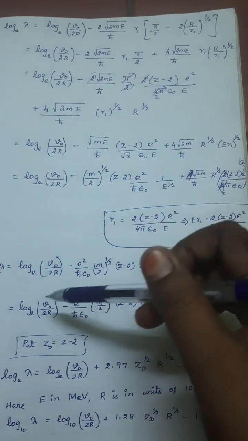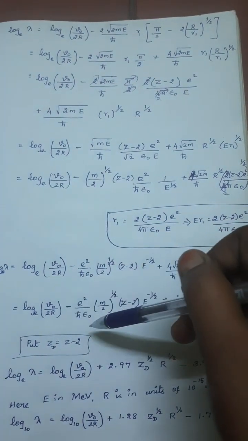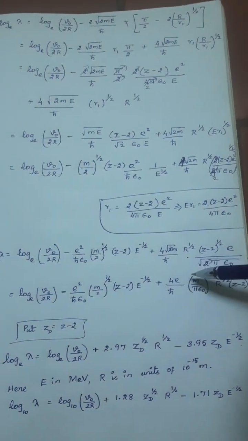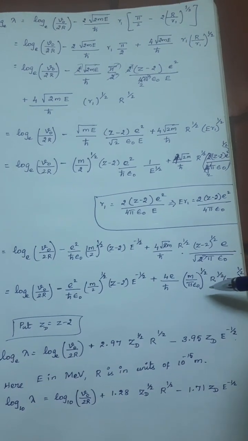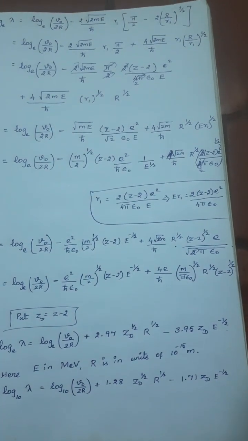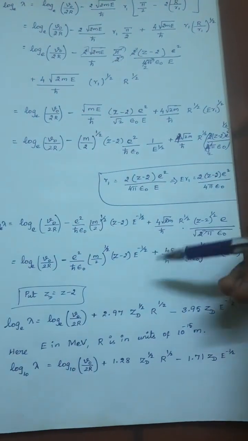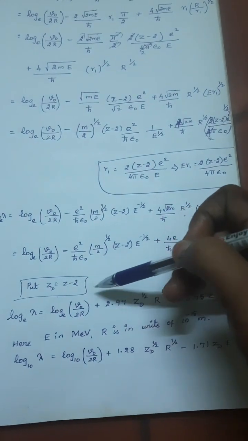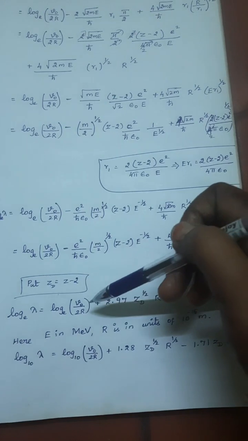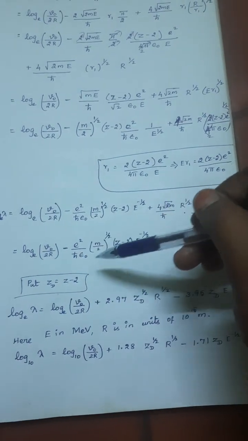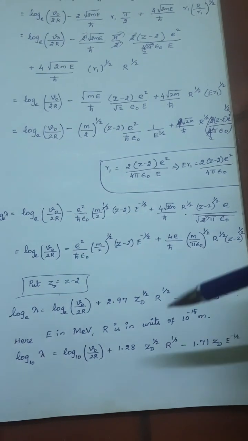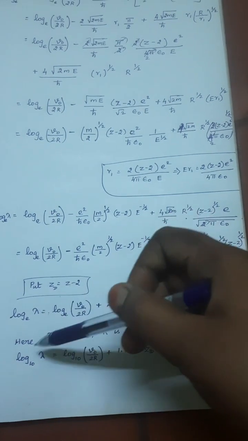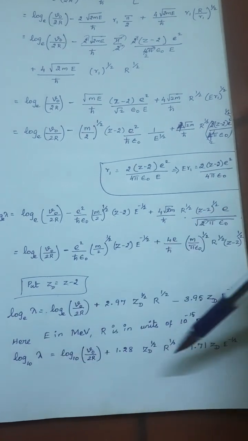So it is the final form: log of V naught divided by 2R, minus E square divided by H cross epsilon naught, M by 2 the whole power half, Z minus 2 into E power minus half, plus 4E divided by H cross into M by pi by epsilon the whole power half, R power half, Z minus 2 the whole power half. Now we have considered Z minus 2 is simply represented as the daughter nuclei. So Z of D is equal to Z minus 2, and then the remaining terms are constant terms. So substitute the values of E, M and so on. Finally we get this equation, and for the natural logarithm, it is divided by 2.7 or 3. So we get this equation.